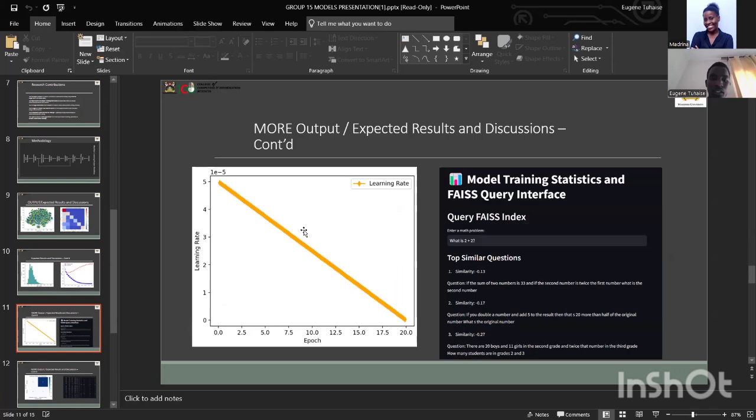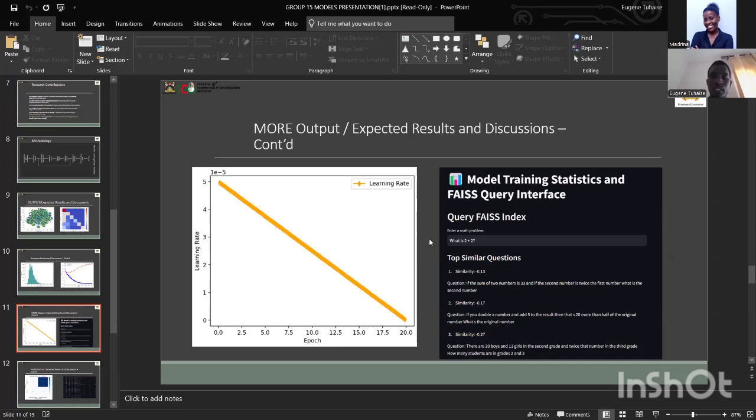Then we have a learning rate curve, whereby, when we run our model, we're able to obtain the learning rate based on the number of epochs we had. As you can see, the learning rate keeps decreasing as the number of epochs increases. This shows that the weights that are used keep reducing as time goes on and as the number of epochs keeps increasing.